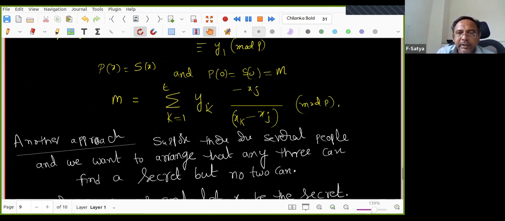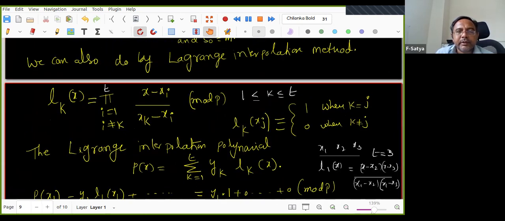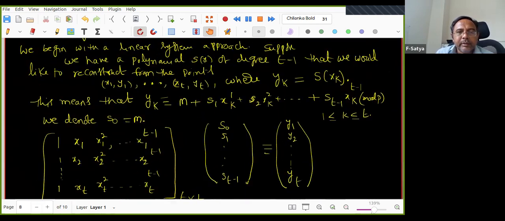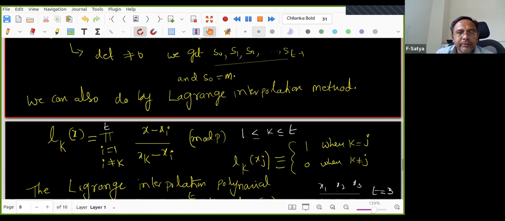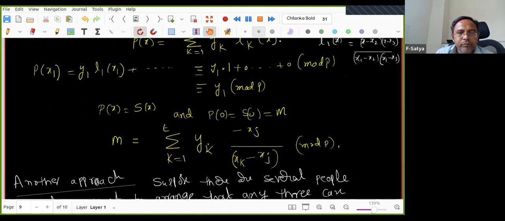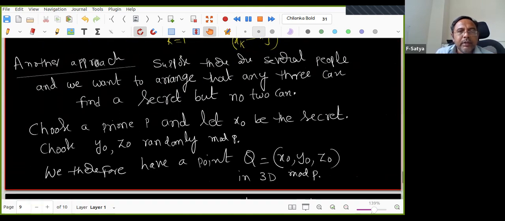In the place of x, I substitute 0. This is minus xj by xk minus xj. These xi's are known and y's are known, so I can get m directly. This is by Lagrange's method, this is by the general approach. So any questions? So the secret can be known. Now, another approach is that.